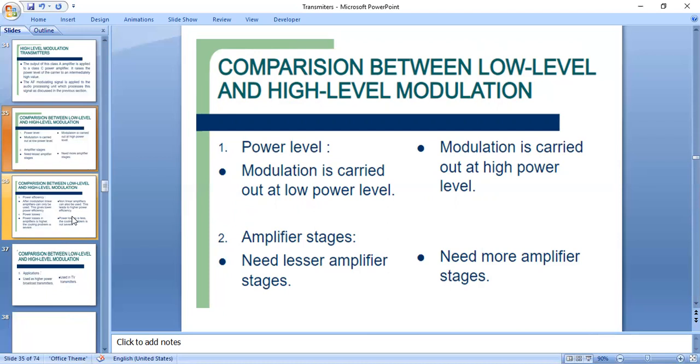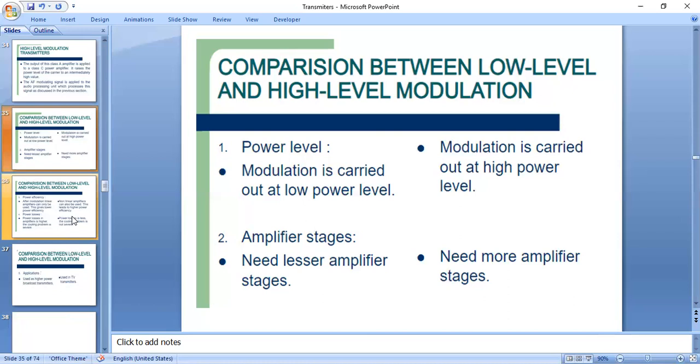So in the transmitter section, what are the main blocks we have? We need a source to generate the information, and after that we need a transducer to convert that information into electrical form. In the transmitter, the main blocks are a modulator and an amplifier block, and we have a transmitting antenna also.